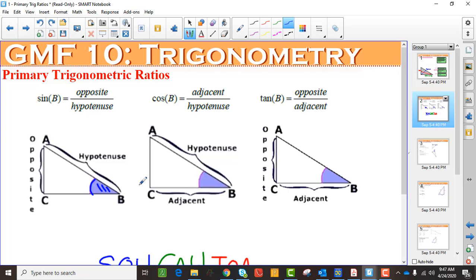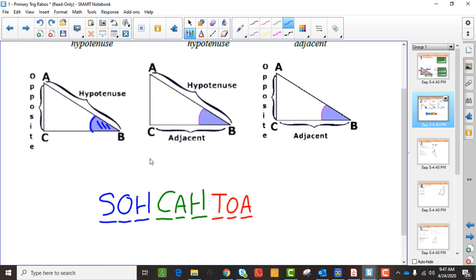And the quick and easy way to remember that is we call it SOHCAHTOA. Okay, it's just a fun way to remember. Sine is opposite over hypotenuse, and we're not going to write out hypotenuse. Then cosine is adjacent over hypotenuse. That's what it's standing for. And then tangent is opposite over adjacent. SOHCAHTOA is an easy way to remember that.